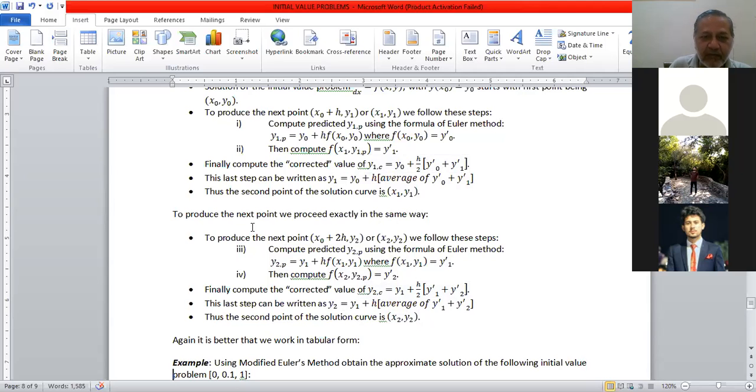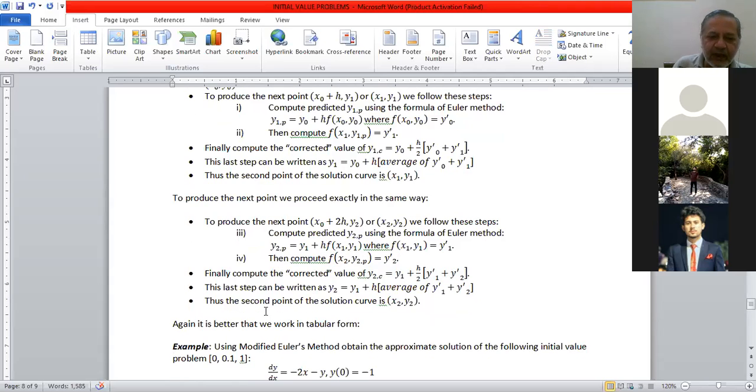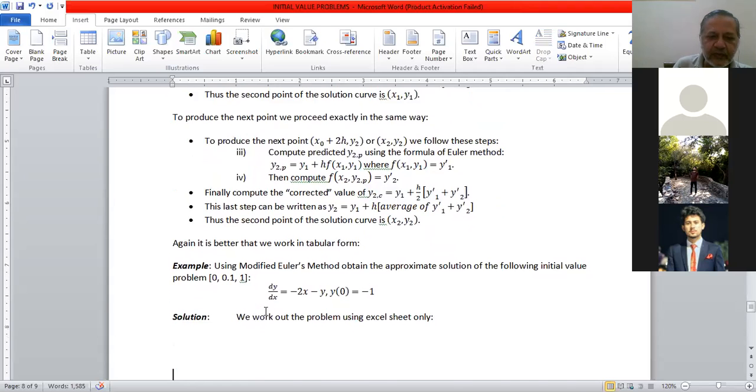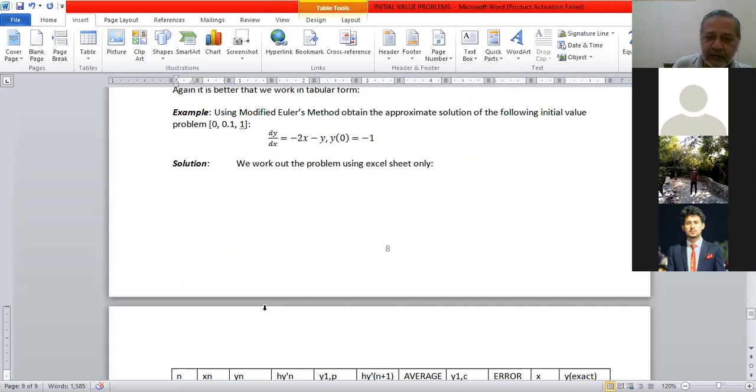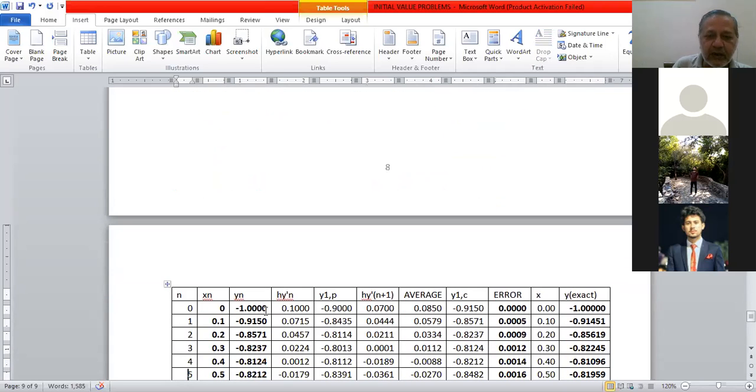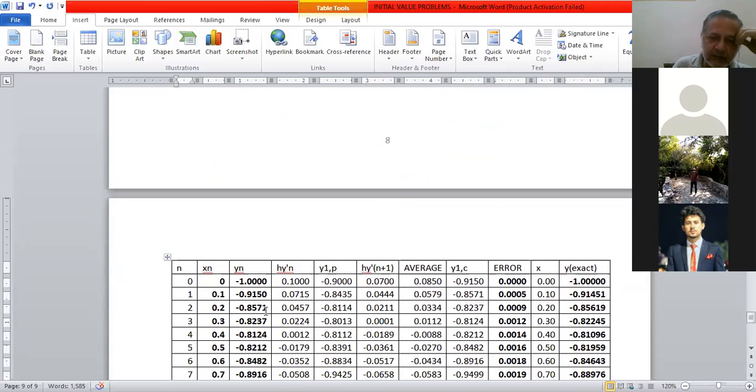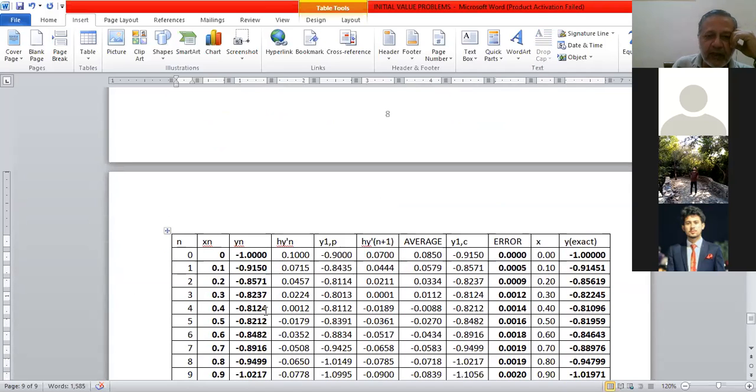We keep on revising, iterating like this every time and develop the solution. Yes, it is a bit complicated, but if we do it on an Excel sheet, I will prefer that whenever we have to, we use an Excel sheet, and what we need to calculate in the table of results that we produce through Excel sheet.